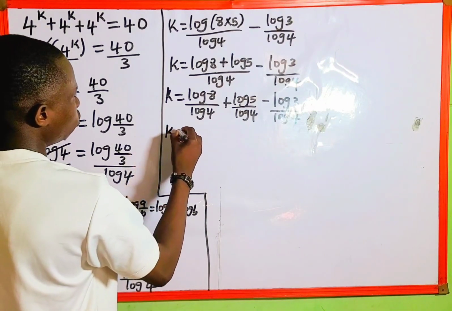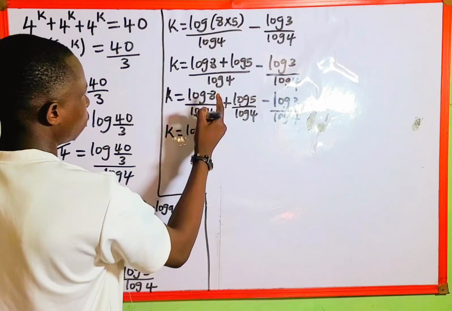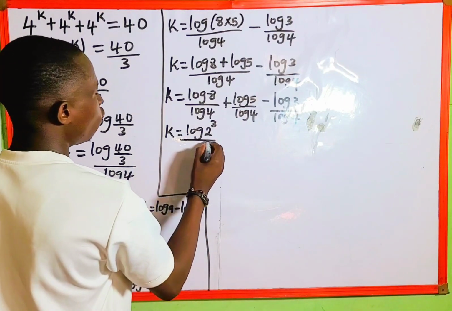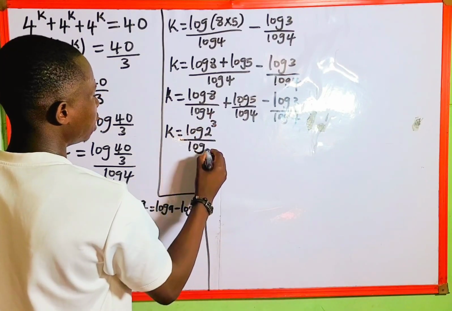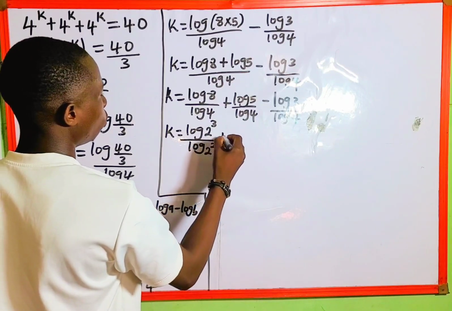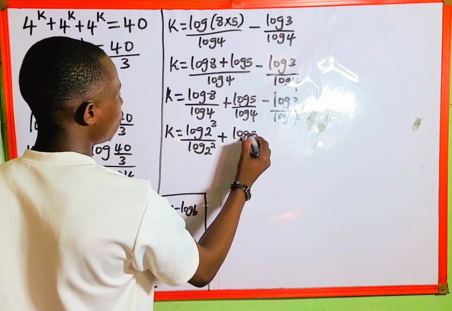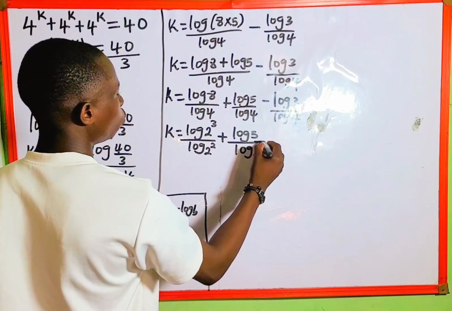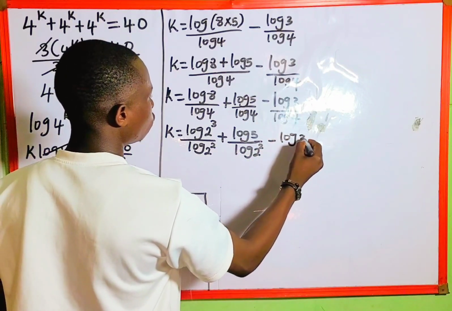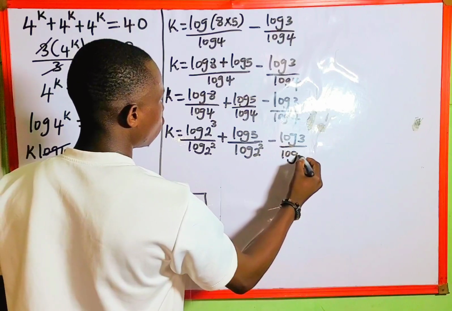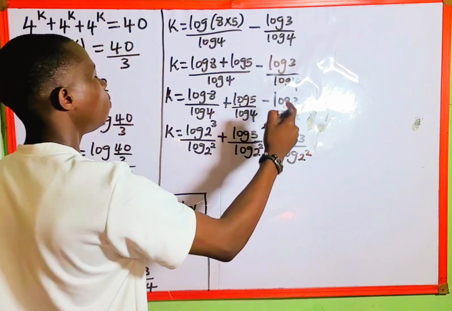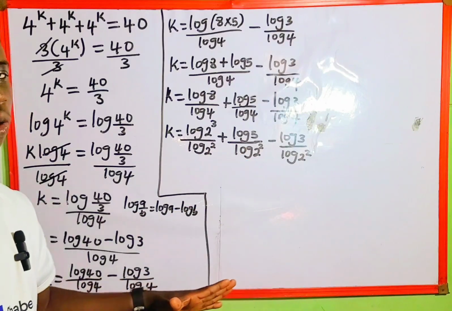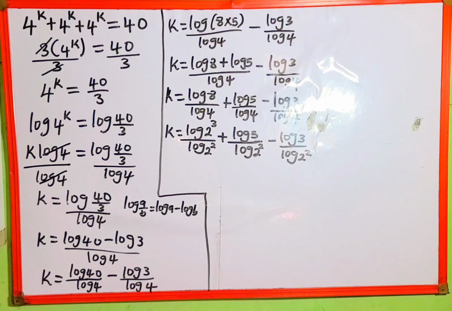So we're going to have k equal to log of 8, now 2 raised to the power of 3, over log of 4, which is the same as 2 raised to the power of 2, plus log of 5 over log of 4, which is also the same as 2 to the power of 2, minus log of 3 over log of 2 raised to the power of 2 in place of 4. Now we break everything down to the base of 2, right? So now we need to simplify further.